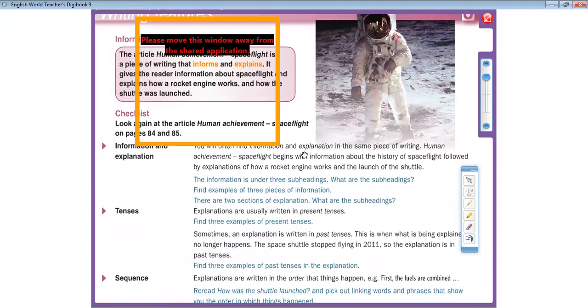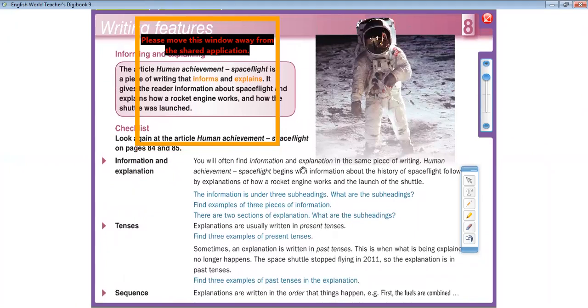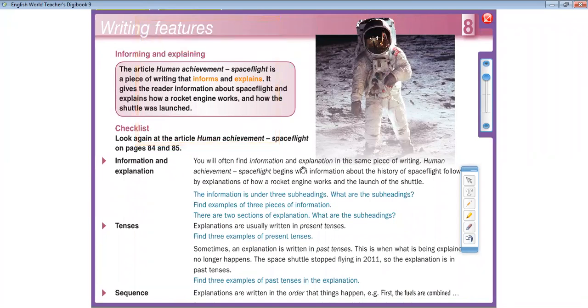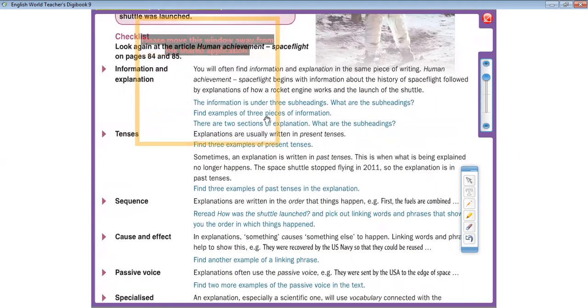So the article "Human Achievement: Space Flight" is a piece of writing that informs and explains. It gives the reader information about space flight and explains how a rocket engine works and how the shuttle was launched. You will often find information and explanation in the same piece of writing, on the same page, guys, okay?